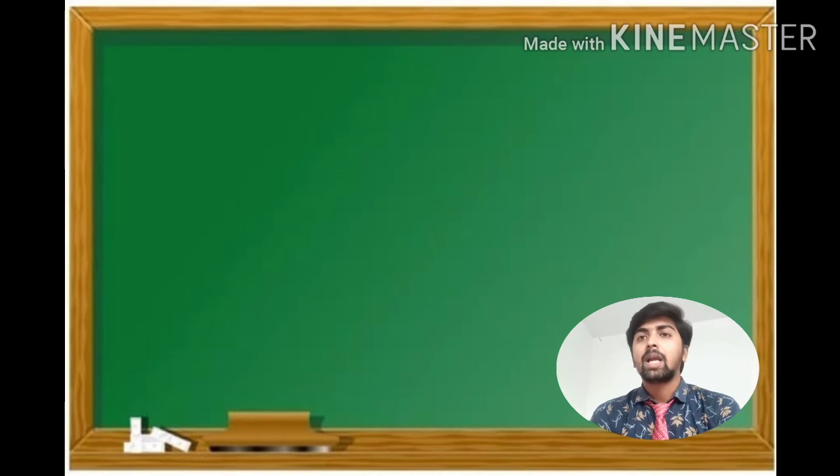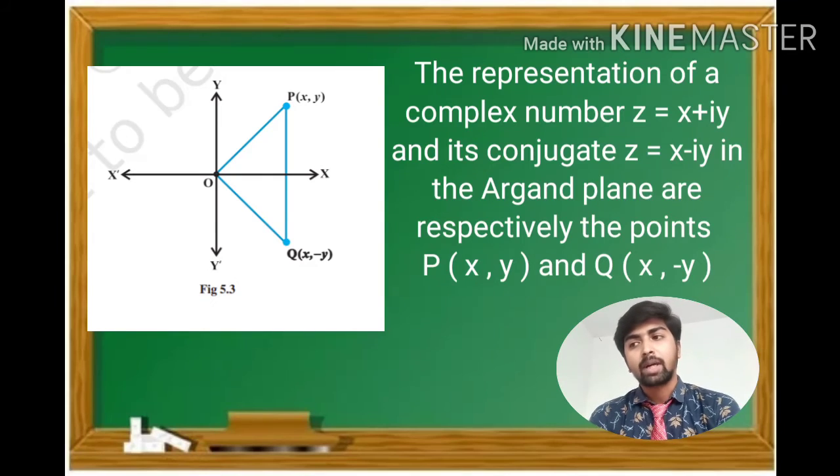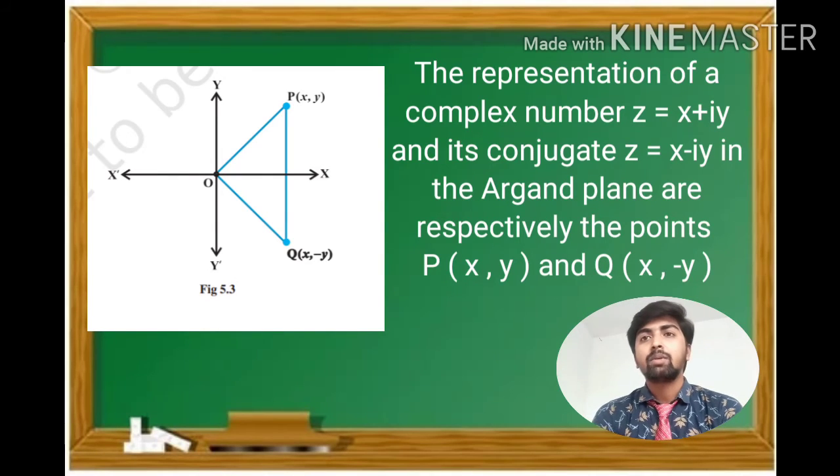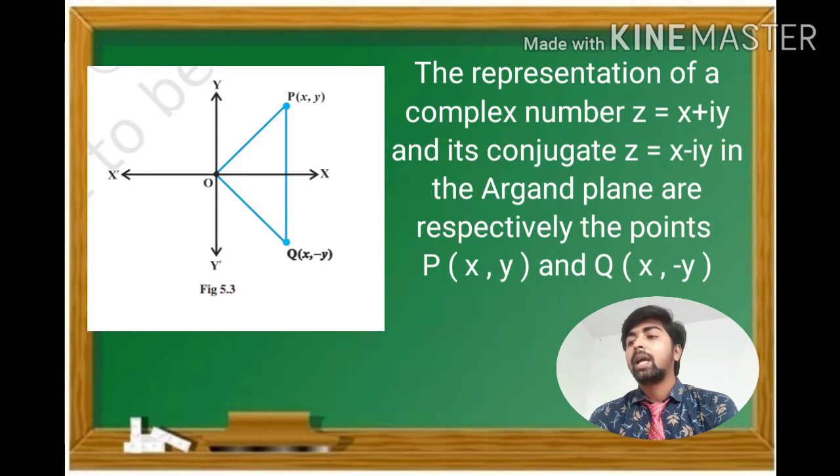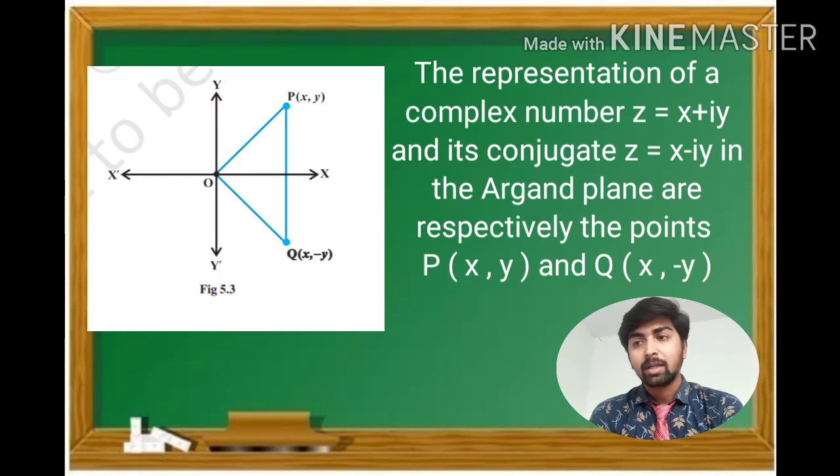The representation of a complex number z equals x plus iy and its conjugate equals x minus iy. Conjugate of complex number z equals x plus iy is z bar. Conjugate of a complex number is represented by z bar equals x minus iy in the Argand plane.